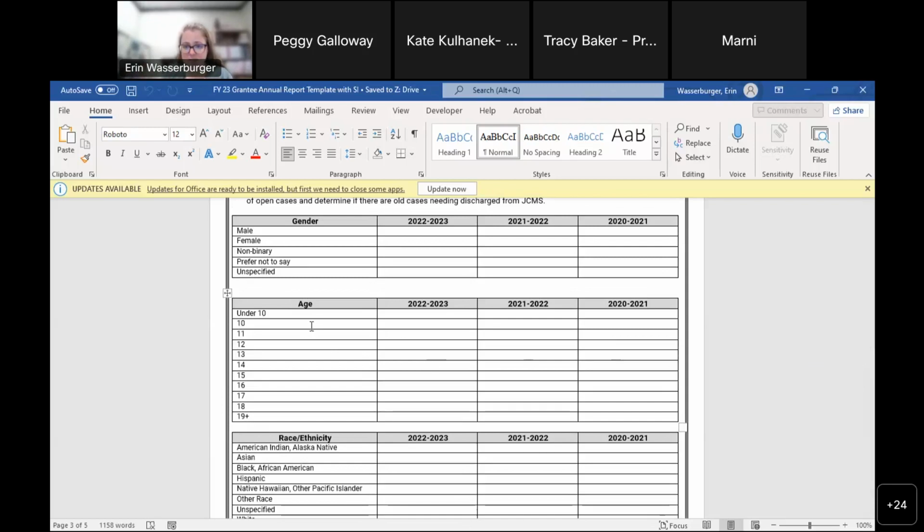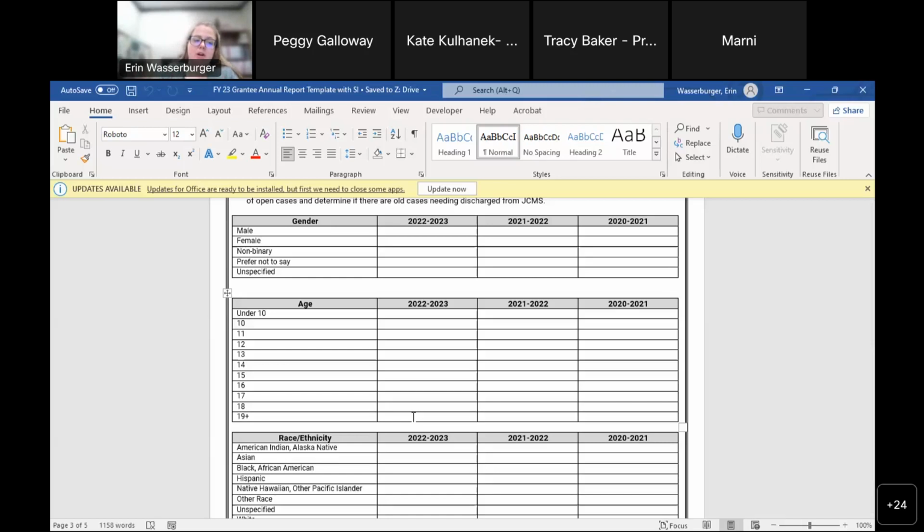Do not delete any of these fields. For example, if you didn't have anybody 19 and over, put a 0 or a dash. Don't delete it. Don't leave it blank. Leaving it blank, we're not sure if you forgot to put it in. Deleting it kind of alters the format of everything, but also we want to be able to look very quickly and say, okay, they did not have any youth over 19.